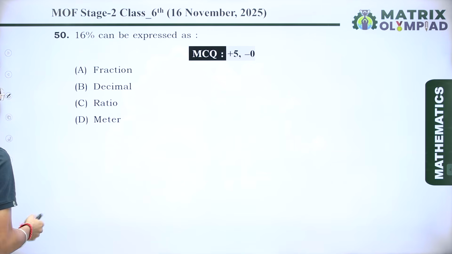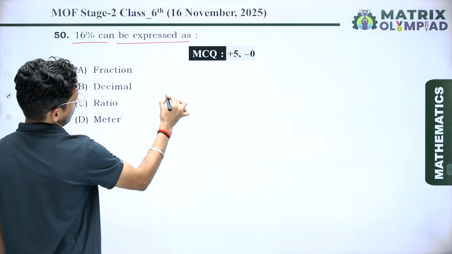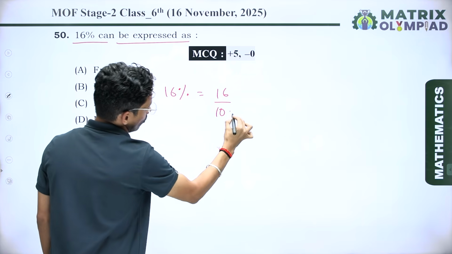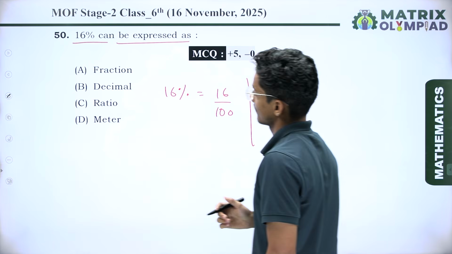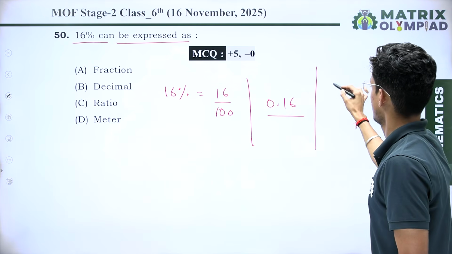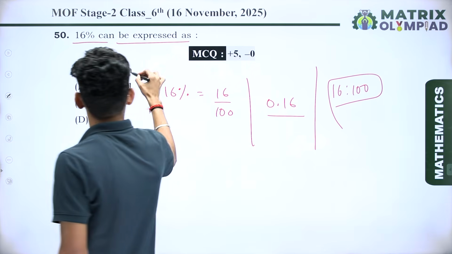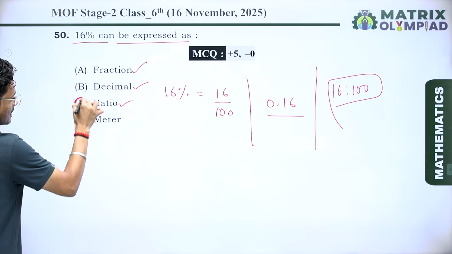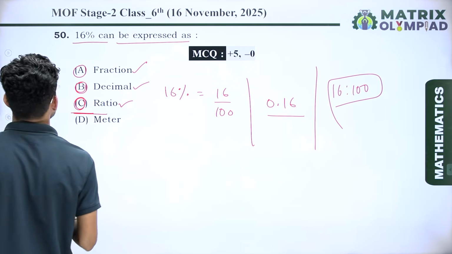Now the next question: 16% can be expressed as. We can express 16% in the form of a fraction, in the form of a decimal, and we can also convert it into a ratio. It means options C, B and A, all these three are the correct answers for this question.